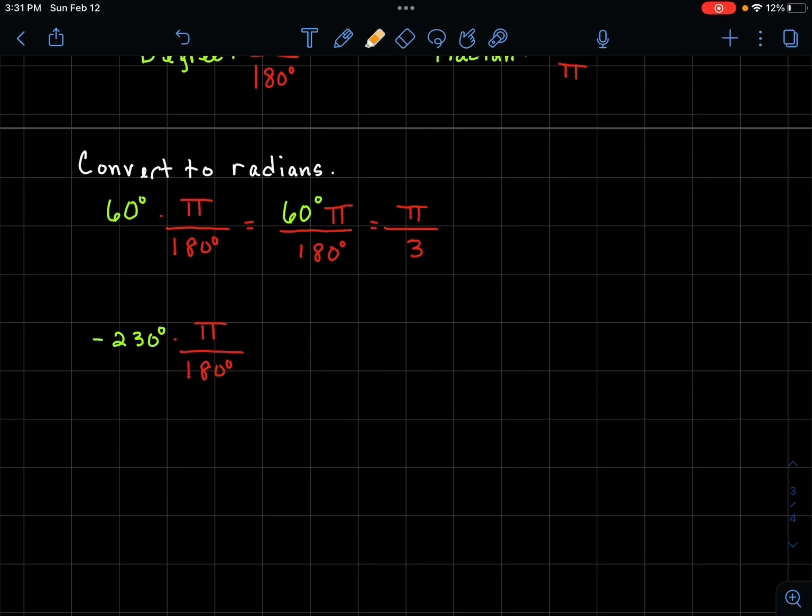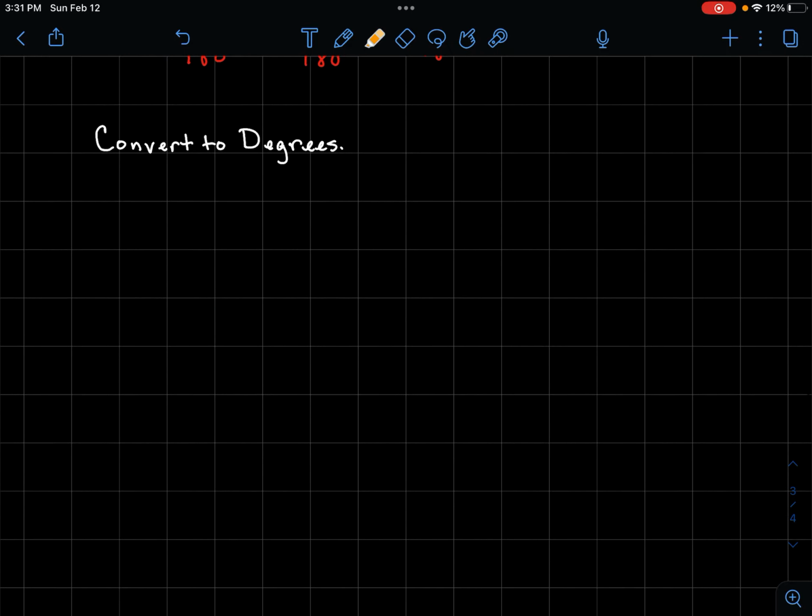The next measure, let's do a negative degree, negative 230 degrees. Well, the rule still stays the same. Let's multiply by pi over 180. We multiply straight across. We simplify our fraction of negative 230 over 180. And that simplifies down to negative 23 pi over 18. So there's the radian measures for those particular degrees.